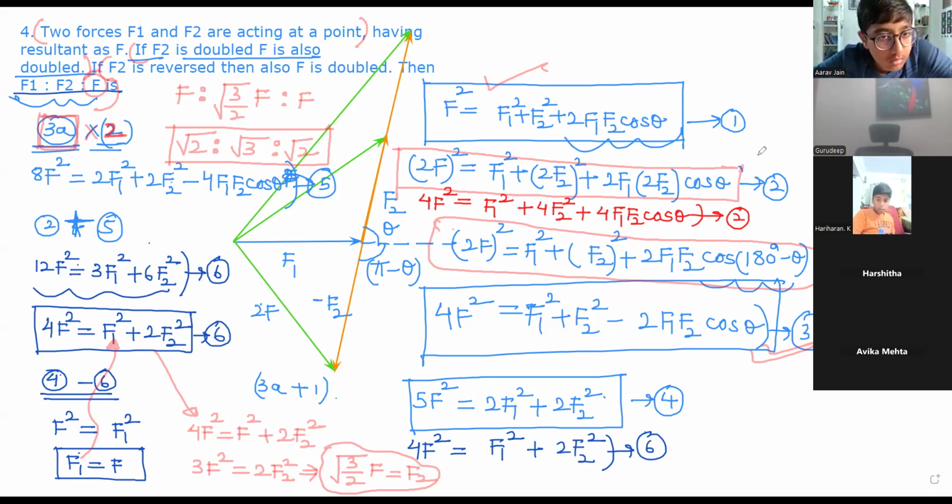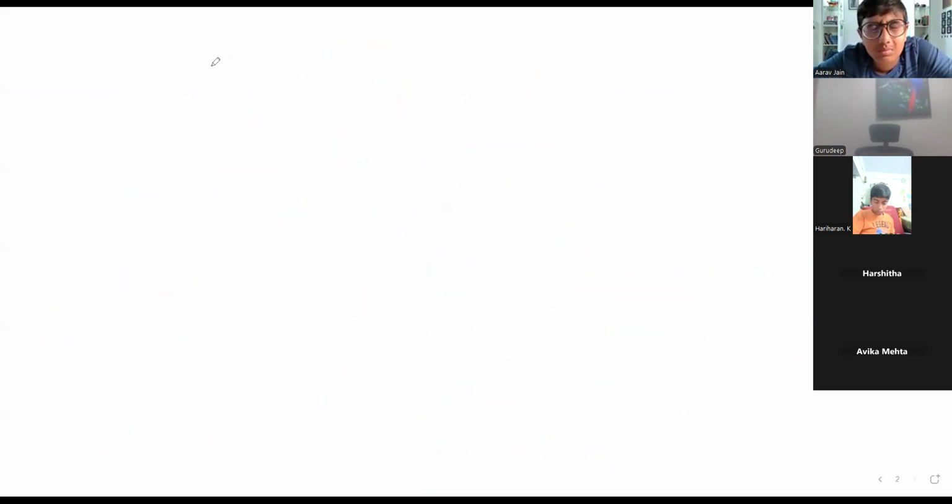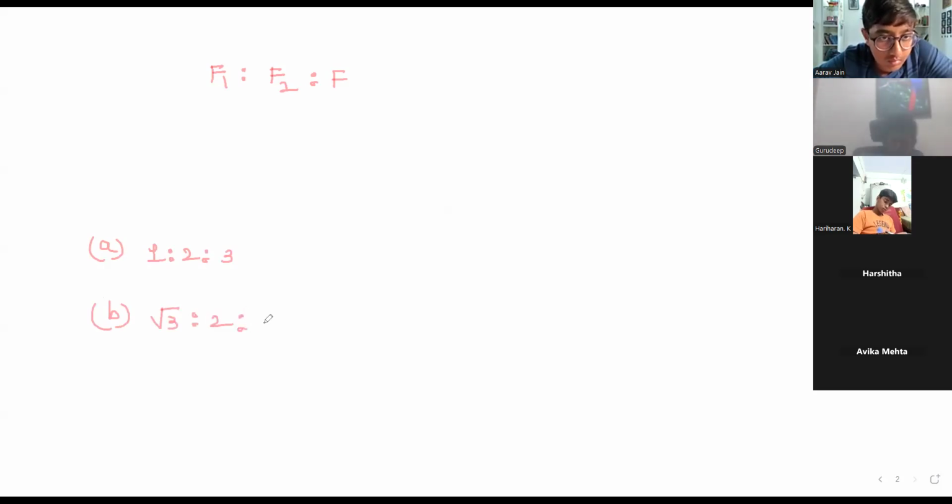See, always remember, this happens in ratio. Okay. If we have three things, F1 is to F2 is to F. मान लो ये है, ठीक है? And the answers are there in terms of numeric values. 1 is to 2 is to 3. Let's say the second option is root 3 is to 2 is to root 3. Right? Third one is say root 2 is to root 3 is to root 2. Like that. Okay?